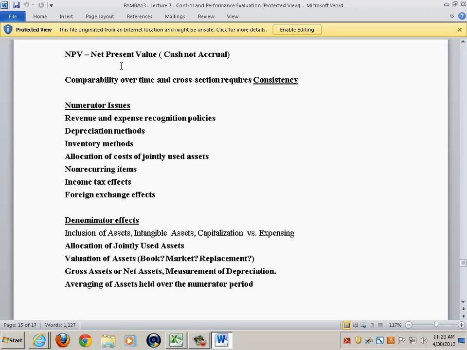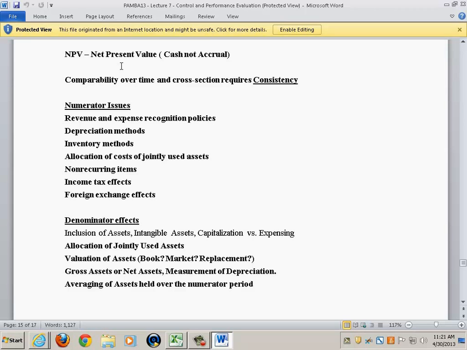Depreciation methods are, for example, very important. Do we use economic depreciation or do we use accounting depreciation? And if we use accounting depreciation, what kind of accounting depreciation method do we use? Do we use straight line? Do we use sum of digits? Do we use declining balance, some of the accelerated methods? And so forth. So that would be an important issue of measurement.